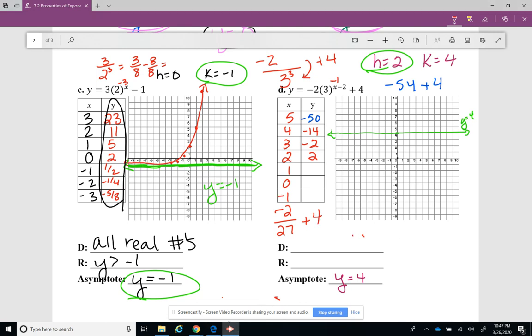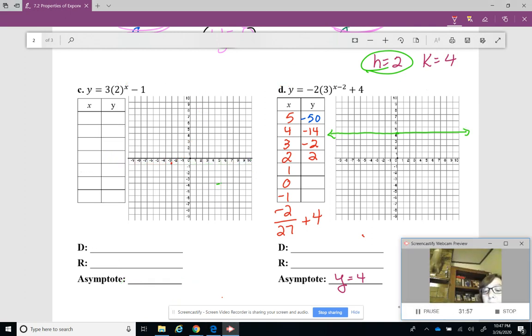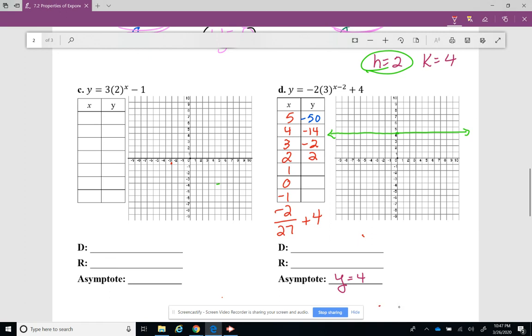All right, the easiest way to do negative 27 plus 4 is to take your 4 off to the side. I had to erase to get some room. Negative 27 plus 4. I want 4 to equal something over 27, so I have to put the 4 over 1.